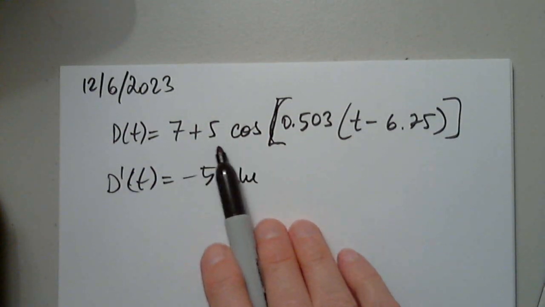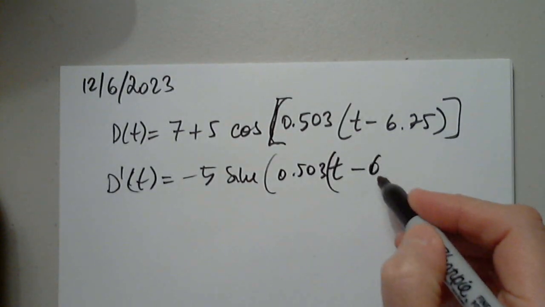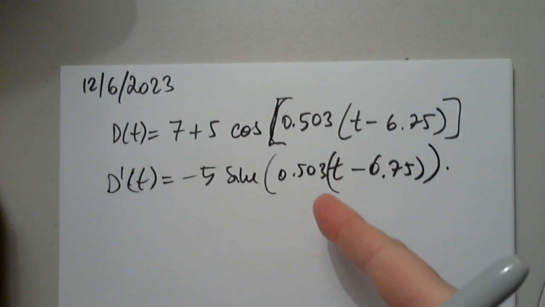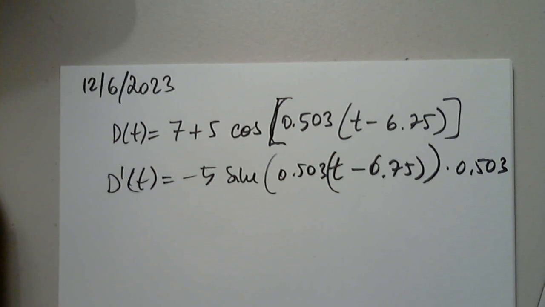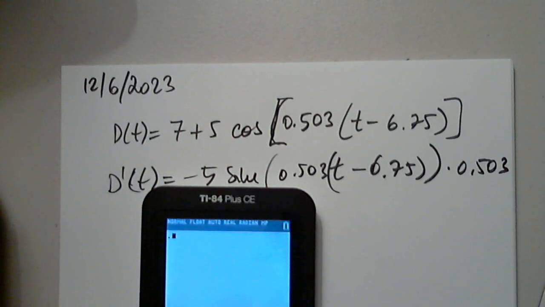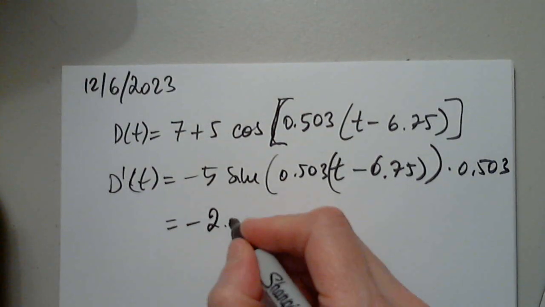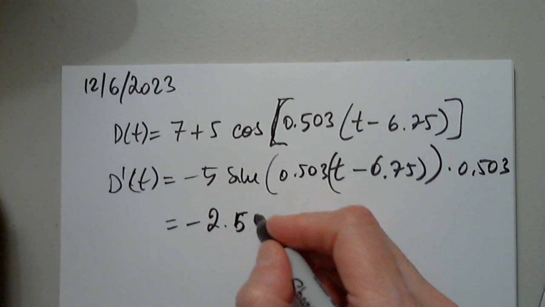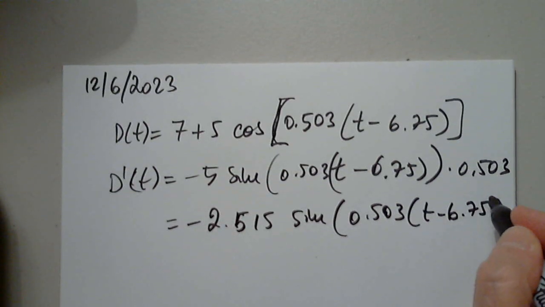So this is 0, this is negative 5 sine of 0.503t minus 6.75 times the inner function prime, which is 0.503. Now I have to multiply. Lazy people use calculators. I have to multiply 0.503, because I'm too lazy to calculate, times 5. So 2.515. So that's all I have. Negative 2.515 sine 0.503t minus 6.75.